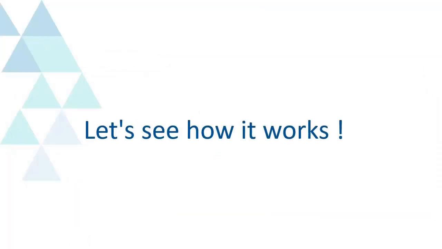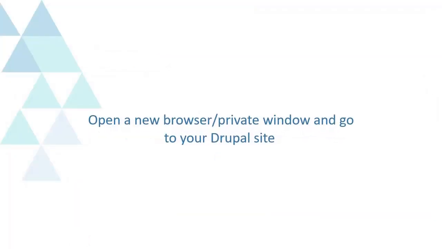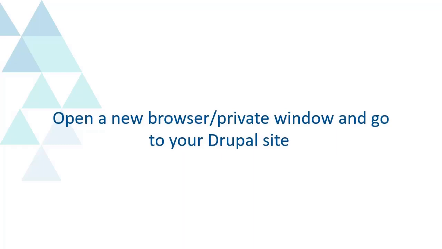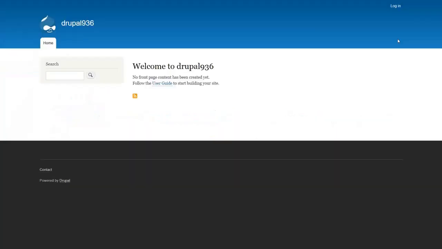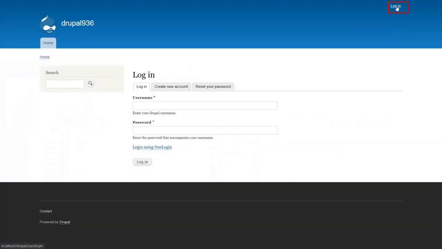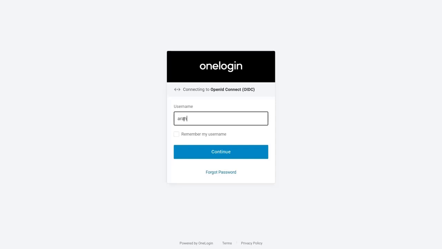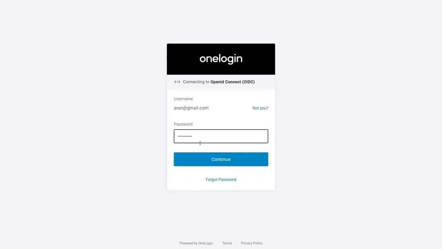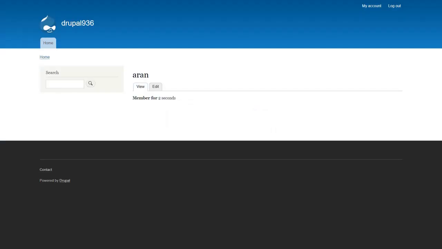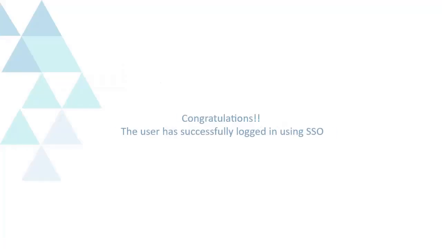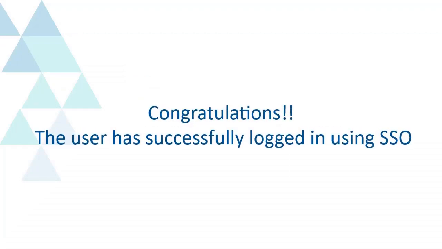Let's see how it works. Open a new browser or private window and go to your Drupal site. Now click on this link to initiate SSO from Drupal. You have successfully logged into the Drupal site using OneLogin credentials. Congratulations! The user has successfully logged in using SSO.